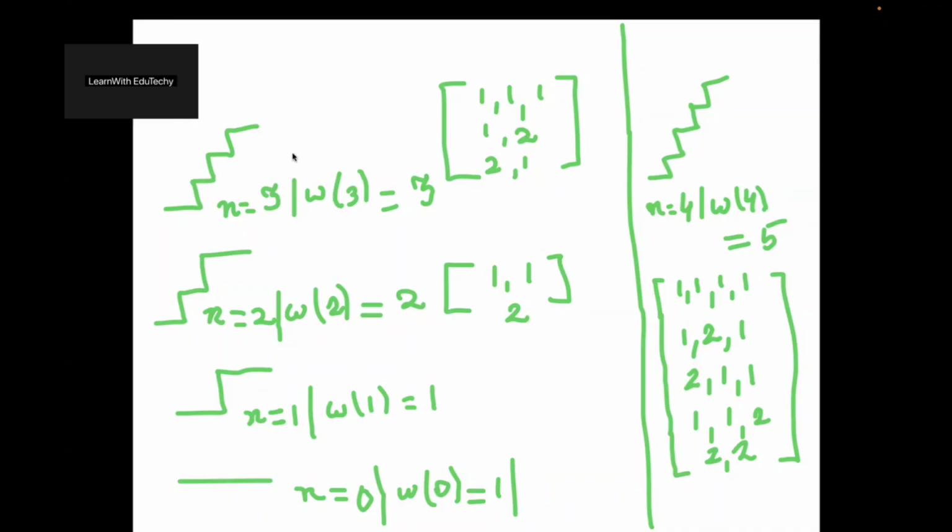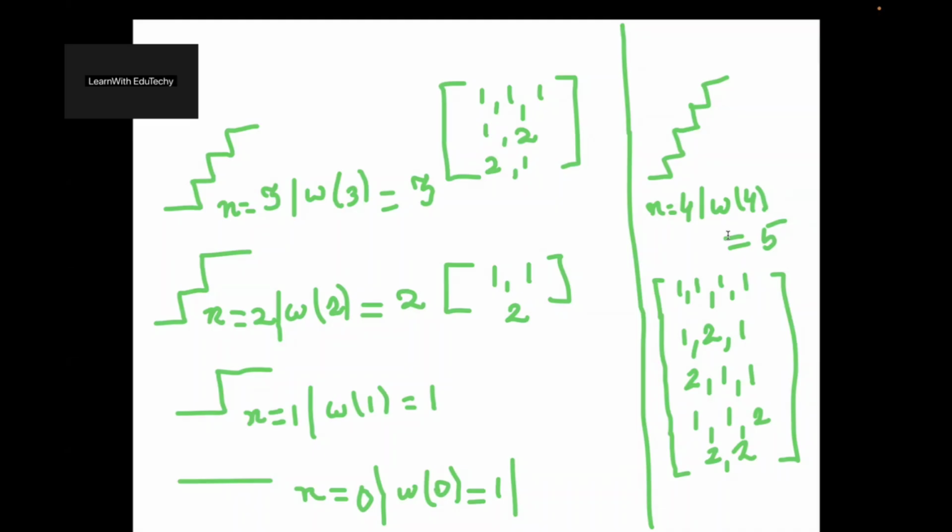Now when n equals 3, ground floor to third floor, what are the possible ways of climbing? We can climb one step at a time, which is first floor, second floor, third floor, or we can climb one step at a time and then two steps, or we can directly climb two steps at one point of time and then followed by a single step. For n equals 4, what happens? There are 5 possible ways to get that.